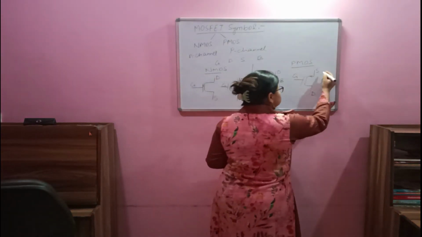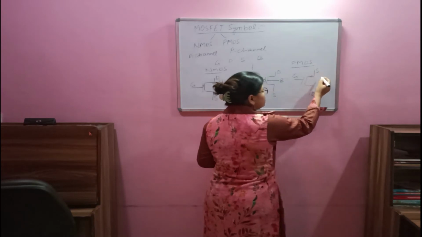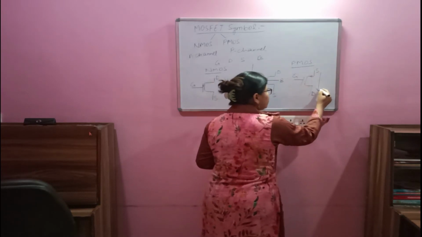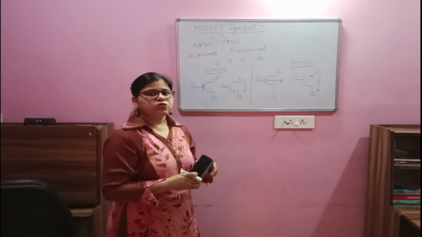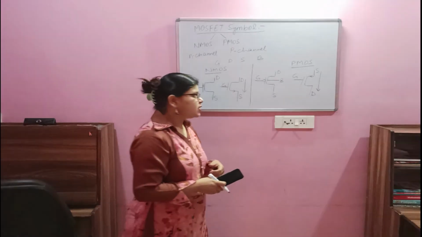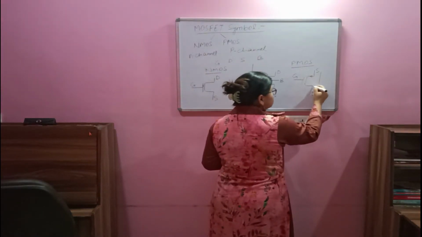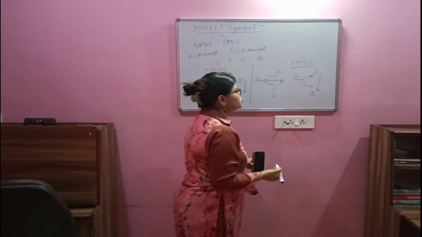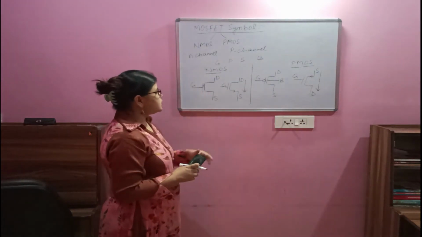Now as I just said, PMOS has a current flow from source to drain, or we can say that PMOS has the source at a higher potential and the drain at a lower potential. So the arrow will point towards the drain side. This is showing the current flow in the device, and this is how we symbolize it.